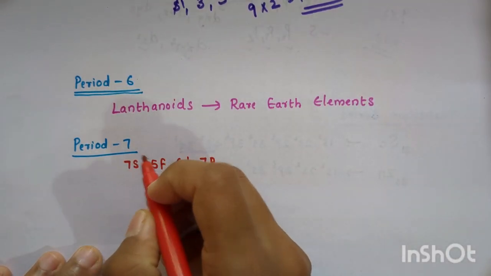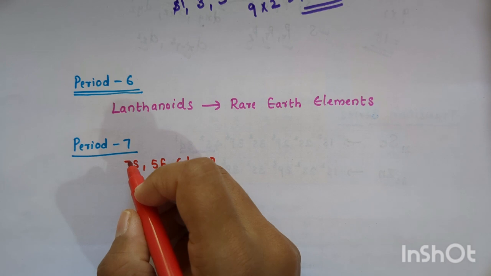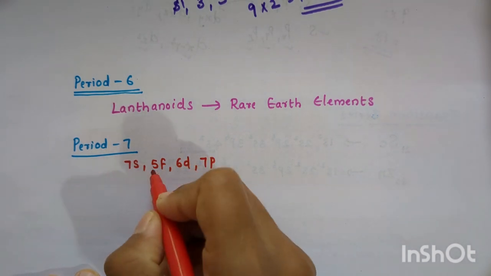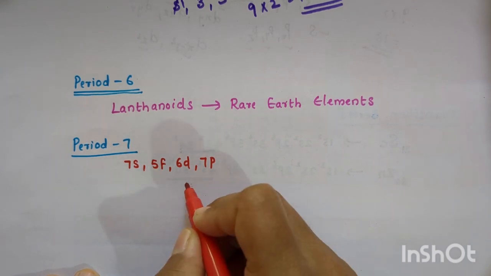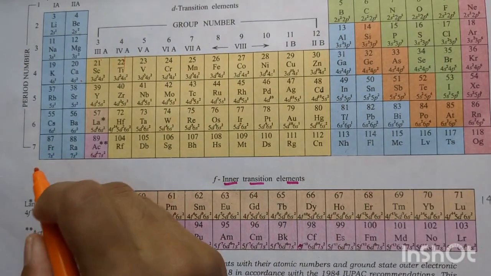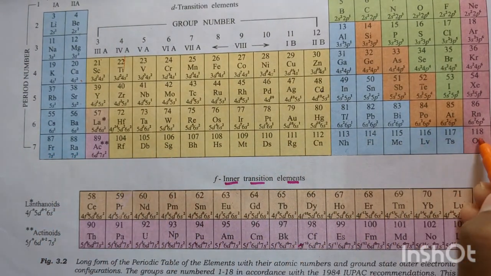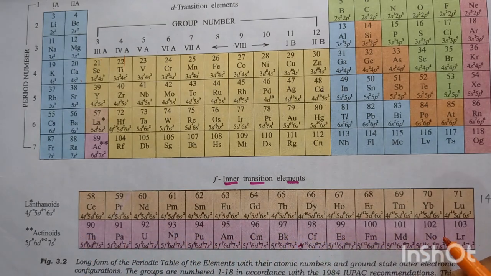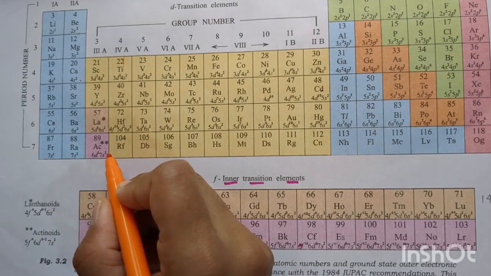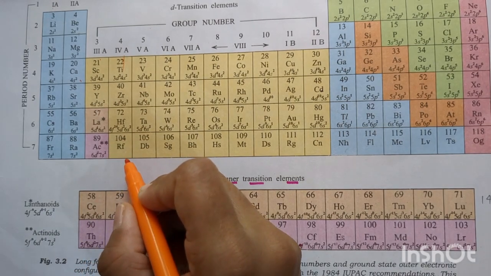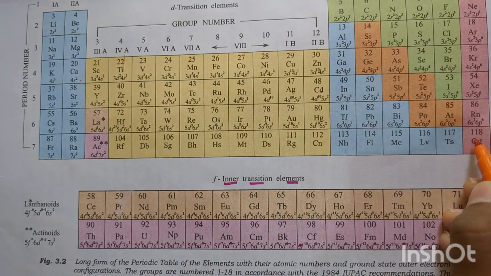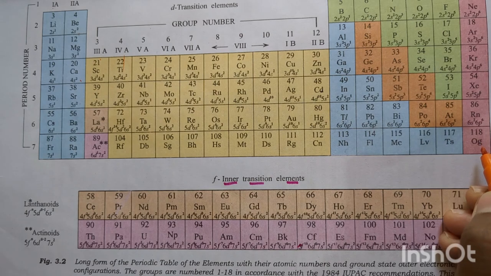Now, when we consider the seventh period of elements, the seventh period is actually similar to the sixth period, with the successive filling up of the 7s, 5f, 6d and 7p orbitals. Here you see we have these elements in the seventh period. The seventh period elements include most of the man-made radioactive elements. The 7th period starts with francium and it ends with the element oganesson. This element belongs to the noble gas family.